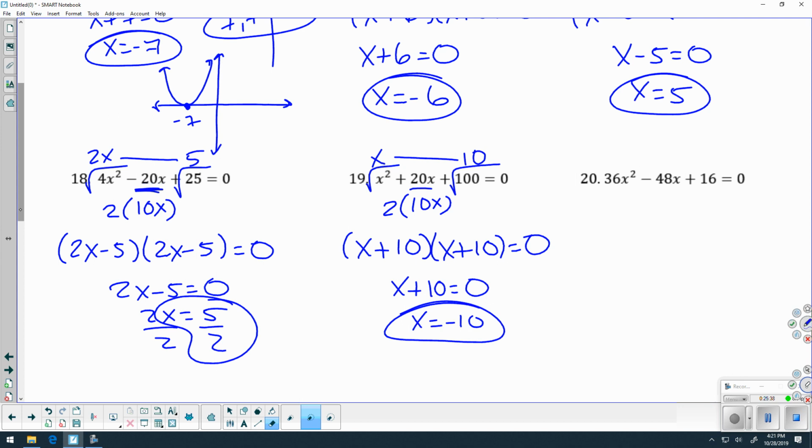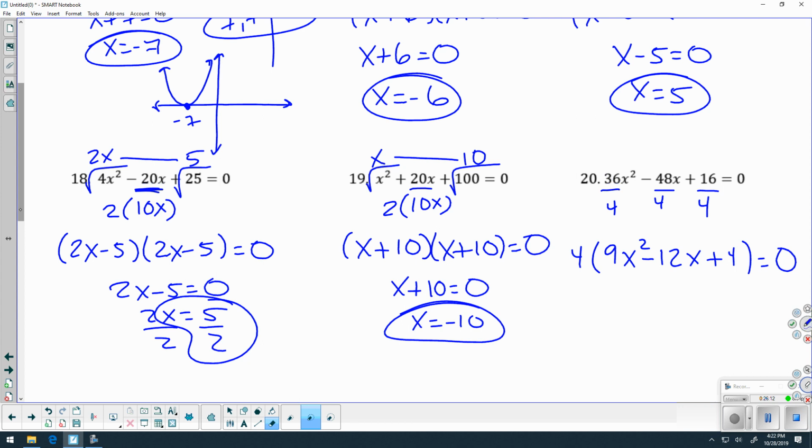All right, you can kind of do this one of two ways to start. You could factor it as is. However, there is a GCF you could take out of all three terms before you even do anything else. You look at these numbers, 36, 48, 16. The biggest number you could divide out is a 4. So if you take out a 4 from all three terms, you would have 9x squared minus 12x plus 4 left over, which is still actually going to be a perfect square trinomial.